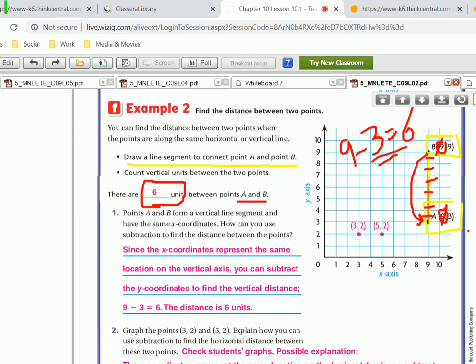Okay, so if you want to get the length of any line on the grid, if we have two like numbers or similar numbers, cancel them and subtract the two different numbers.